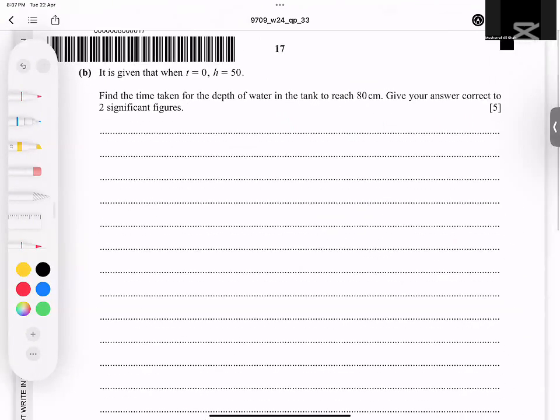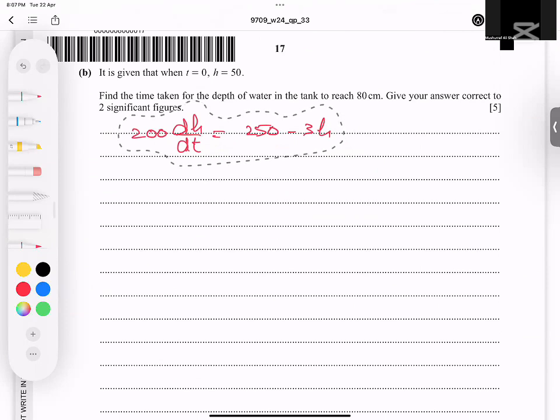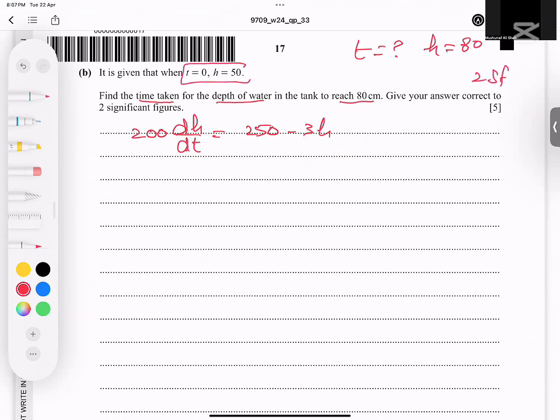It is a given and time taken. So the previous data we have, we'll bring it here. He said, find the time taken. So time is my task. And the depth of water is then 80 meters. So when the height is 80 meters, we have to write 2SF. This data is given to find the unknown constant. But since time is the task, I will try to make t the subject.